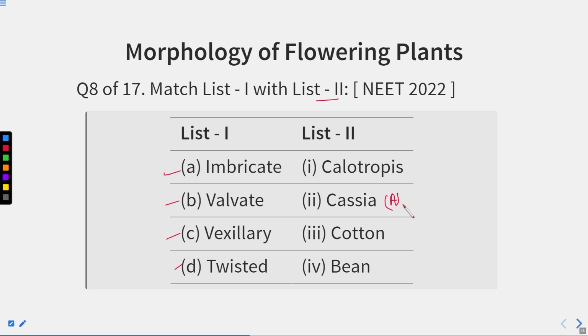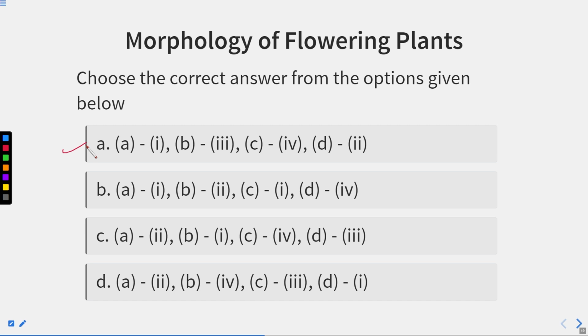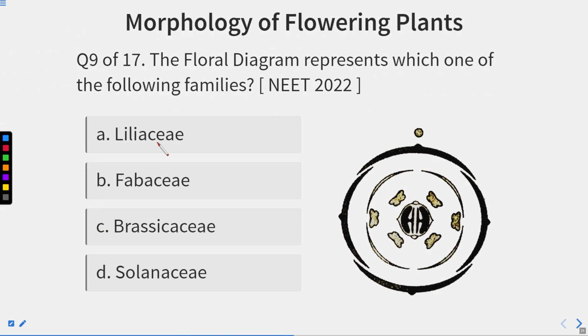The valvate aestivation is seen in Calotropis, so this should be P. Vexillary is seen in bean, so this should be C, and twisted is seen in cotton. So this should be D here. Alright, so this is clear. Let's have a look at the options here. Option C is the correct answer here.